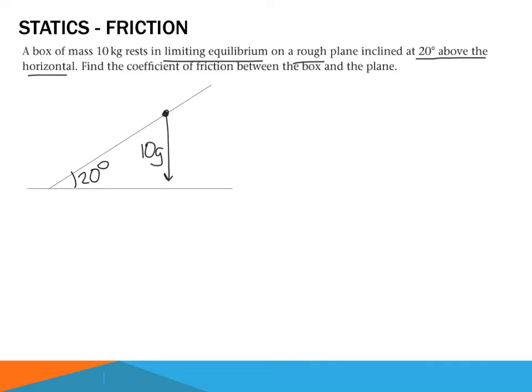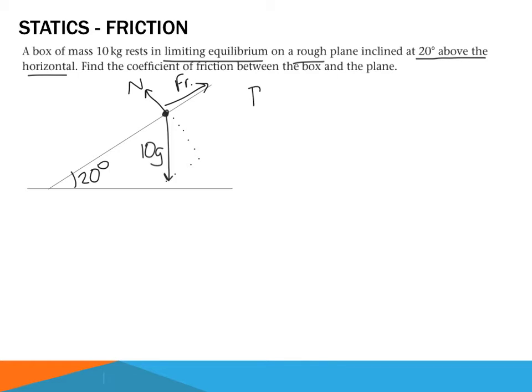And we've got to find the coefficient of friction between the box and the plane. So resolving this weight here, we're expecting the particle to be rolling down the hill, and therefore friction has got to act upwards. Because it's limiting, we know that that is going to be at its maximum. We'll put normal on here because that's going to help us find out friction itself.